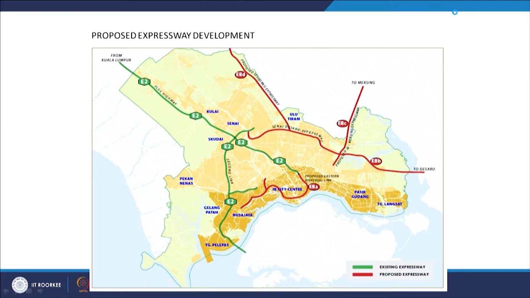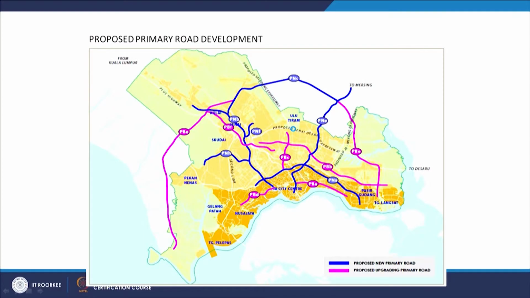Let us have a quick look at the transportation network. This is the transportation network having the expressway. There are some expressways which are existing, and some proposed expressways. These expressways together will create a network of the whole region, and that will enhance the functioning of the corridor concept in this region. Another view shows the primary and the secondary road development.